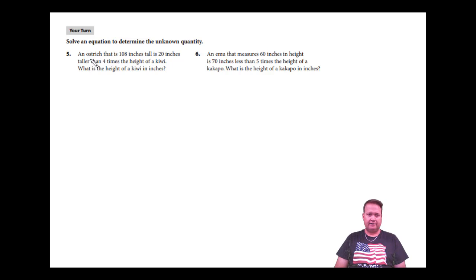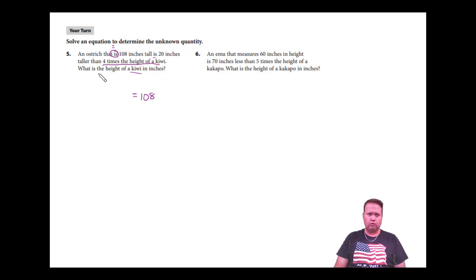An ostrich is, whenever you see the word is, usually that's where your equal sign goes. So, an ostrich that is 108 inches tall. Well, is equals. And then take a look, there's our equal sign. And what does it equal? 20 inches taller than 4 times the height of a kiwi. And the question is, what's the height of a kiwi? A kiwi's a little kiwi bird.